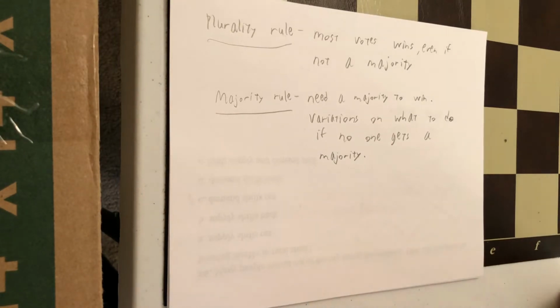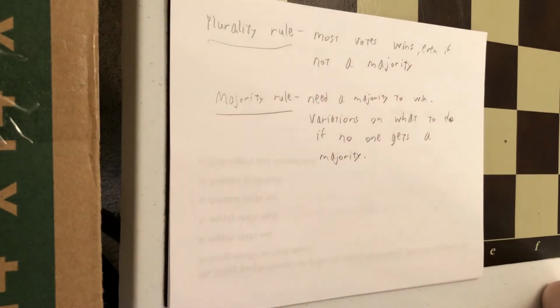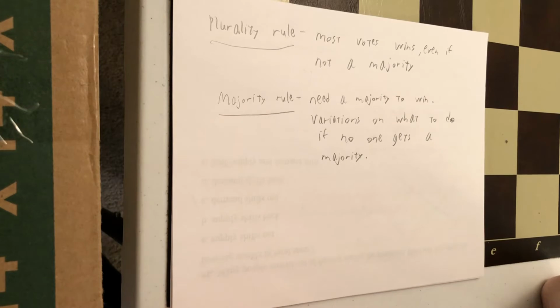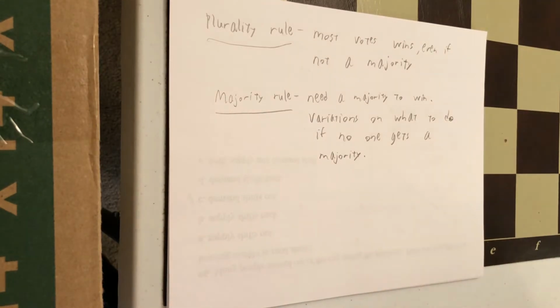Hello, game theorists. So, in our last episode, we defined majority rule and plurality rule. Under majority rule, you need 50% plus 1. Under plurality rule, you do not. You just need the most votes under plurality rule.